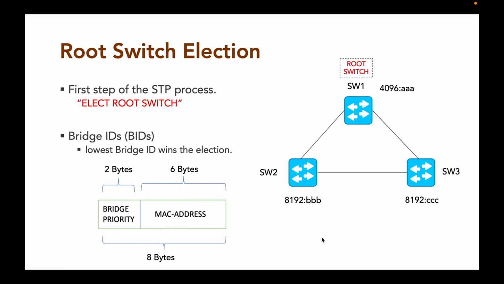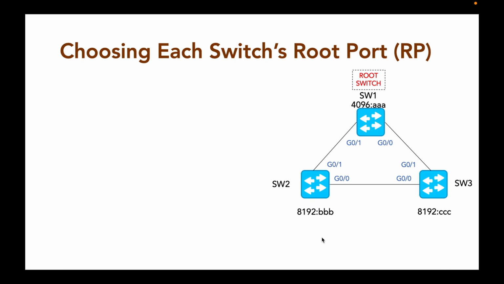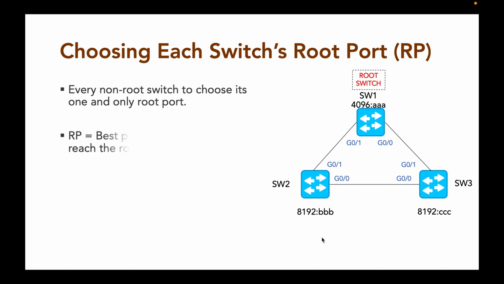Let's look at the second criteria, choosing each switch's root port. The second part of the STP process is for every non-root switch to choose its one and only root port. A root port, or RP, is a port that has the best path or least STP cost to reach the root switch. Of course, a root switch has the best path to itself, so it will actually have no root ports. Every other switch has only one root port.